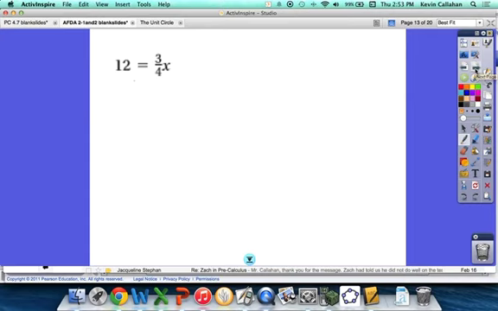Right? There's a 3/4 multiplying times x. What will you do to both sides to solve the equation? And the answer is you're going to multiply by 4/3. Right? 4/3 times 12 equals 4/3 times 3/4 x. Right? These cancel. And 3 goes into 12 4 times, 16.